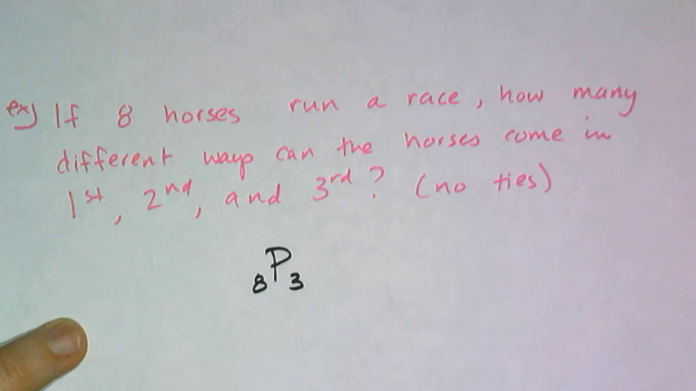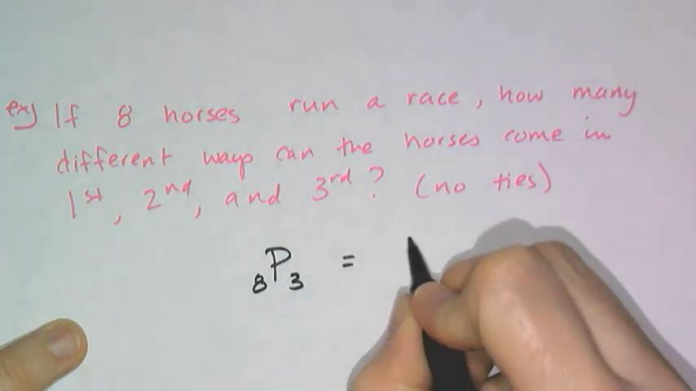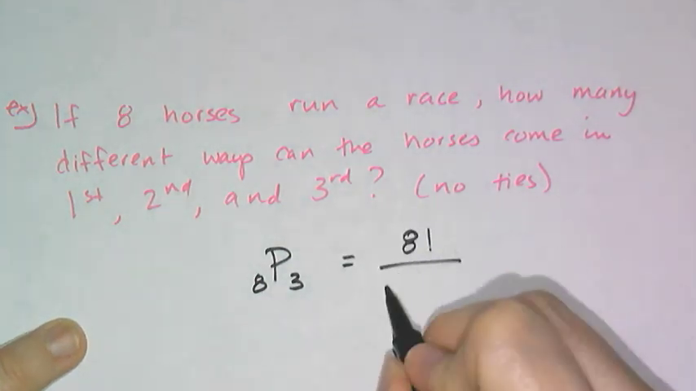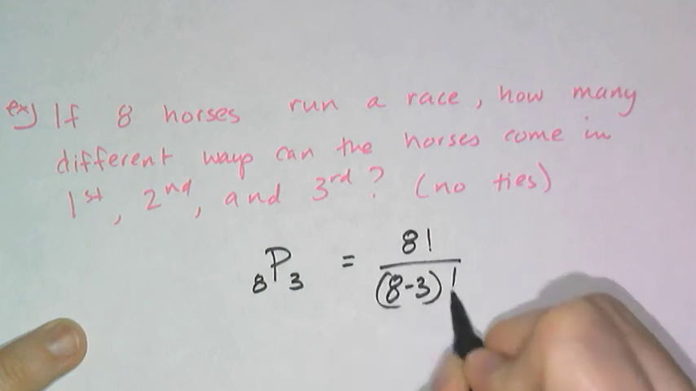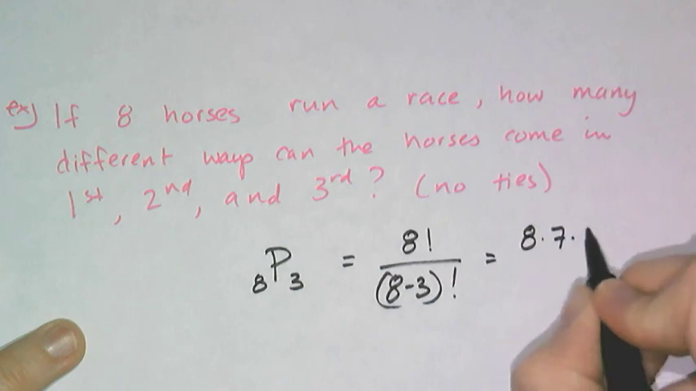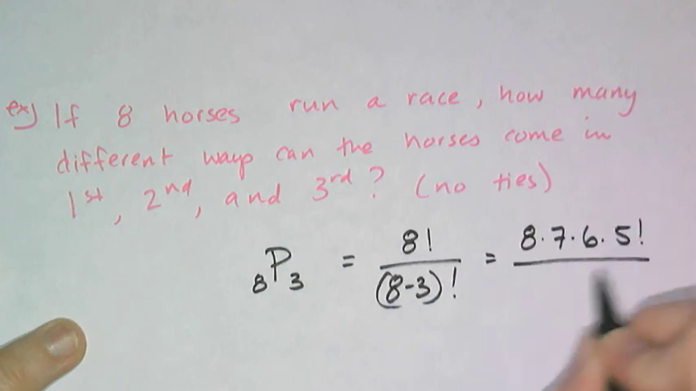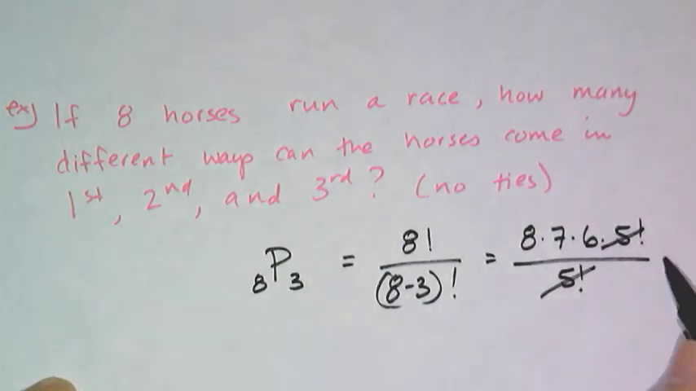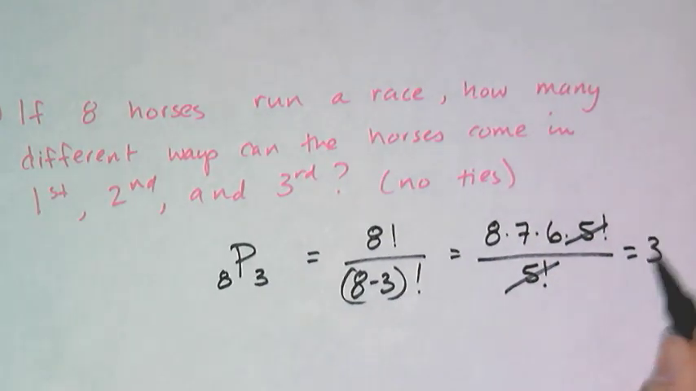And you can just use the formula, which says this is going to be 8 factorial over 8 minus 3 factorial. And then you get 8 times 7 times 6 times 5 factorial. Those cancel off, and you're left with, I believe, 336.